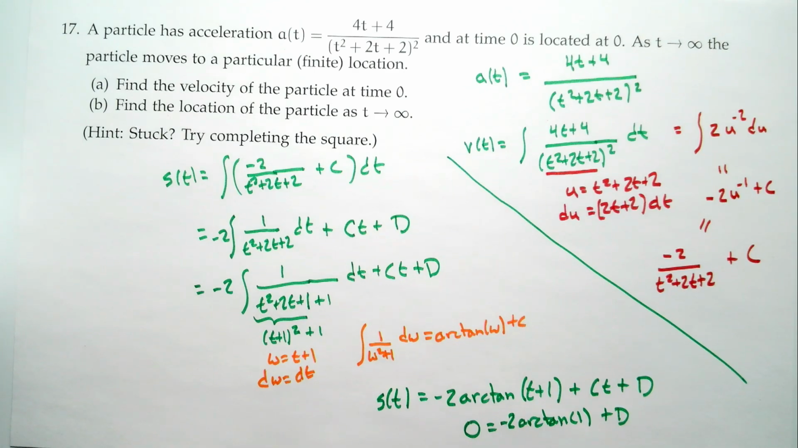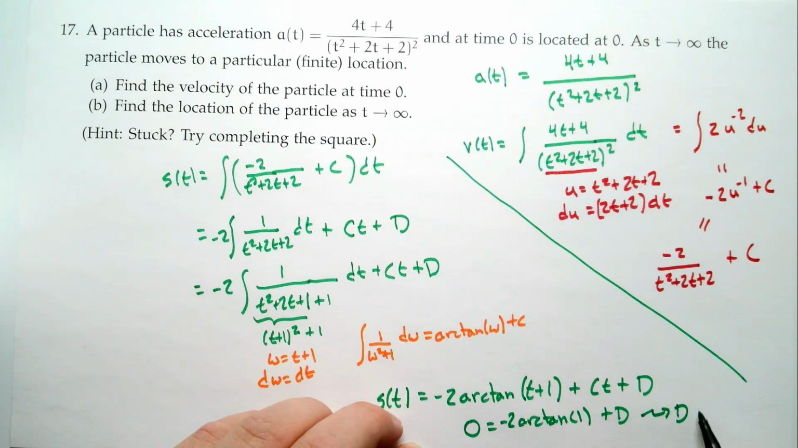What is arctangent of 1? Pi over 4. So if you times that by 2, that gives you pi over 2. So that tells us that d has to be pi over 2, because remember, we're going to take it across.